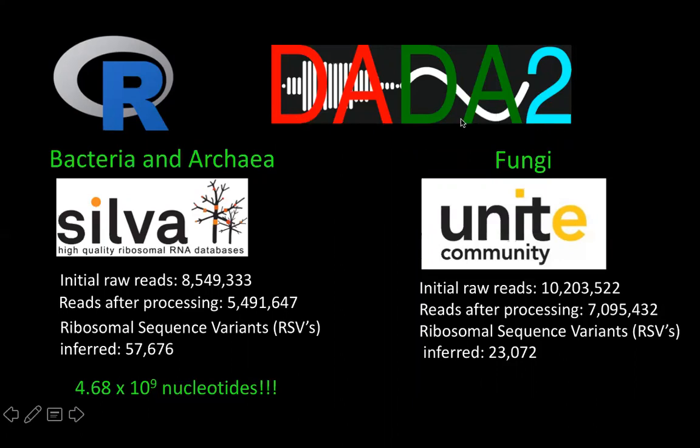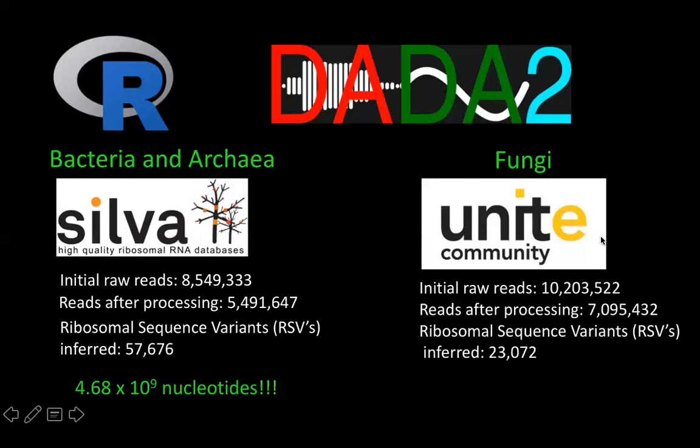And so for bacteria and archaea, these are prokaryotes. Just like I said with barcoding something at the grocery store, you're sending information to a database. We're going to be sending information to these ribosomal databases. So for bacteria and archaea, we use what's called SILVA, and this is the high quality ribosomal RNA database. The initial reads that we got back from sequencing was 8.5 million reads. After processing them, we were left with 5.4 million reads. And by comparing it to this database, we were able to identify 57,000 ribosomal sequence variants. So that's going to be an individual amplification, right? That's what we're talking about with the ribosomal sequence variants. So this is ideally its own microbial taxa.